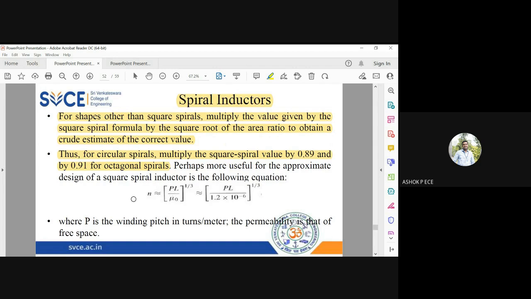N is approximately equal to (PL by mu naught) power 1 by 3. You know N is the number of turns. So if you want to find the number of turns, you can use this formula. You know P is the pitch, winding pitch, and mu naught, you know, it is the permeability of free space, and L is going to be the length of the inductor. So this formula you can use to find out how many turns you require for an inductor.